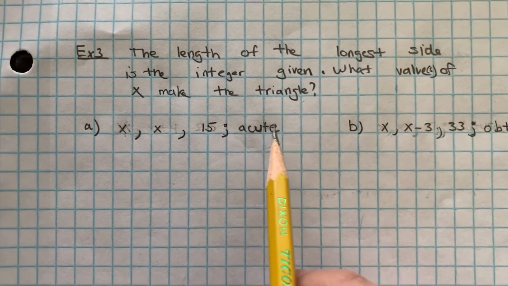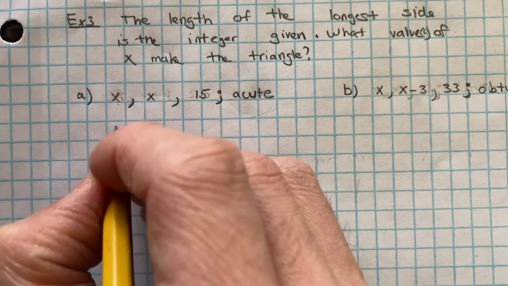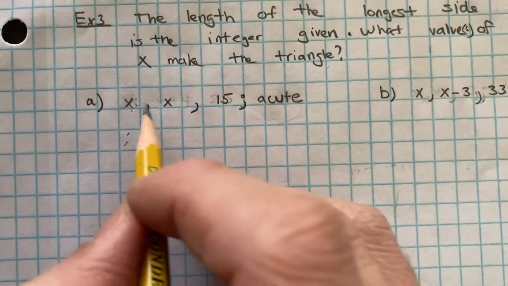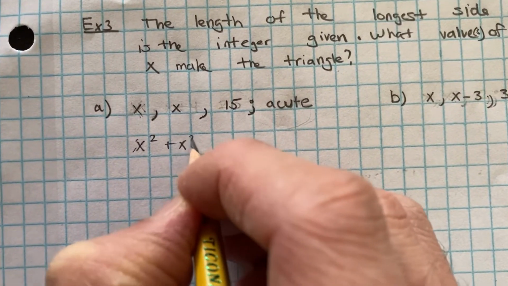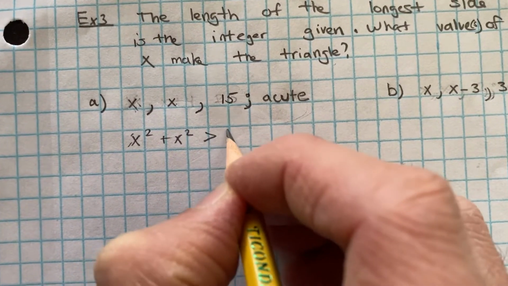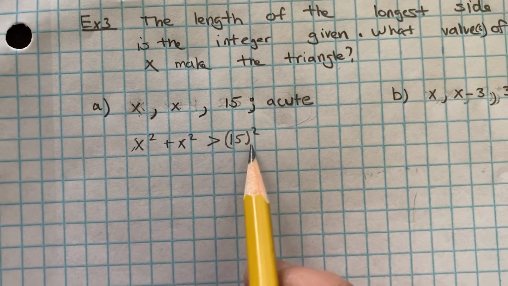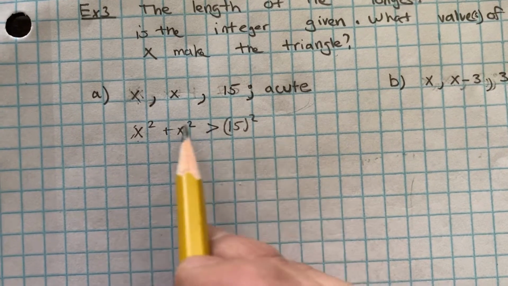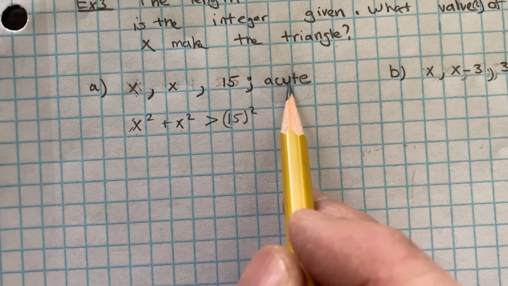Okay, so based on what we've learned so far, if this is the longest side, what I could write is, the sum of these two guys squared is going to be greater than the longest side squared. Okay, so this is just saying c squared is less than a squared plus b squared. So this part is not that difficult, because we're told that this is an acute triangle.